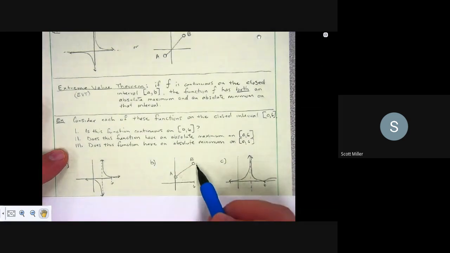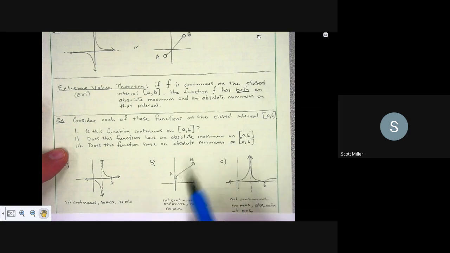Is this continuous on the closed interval? No, it is not continuous at the endpoints. Okay, so it does not have an absolute max or min. We already established that one up here at the top. Okay, what about this one over here?